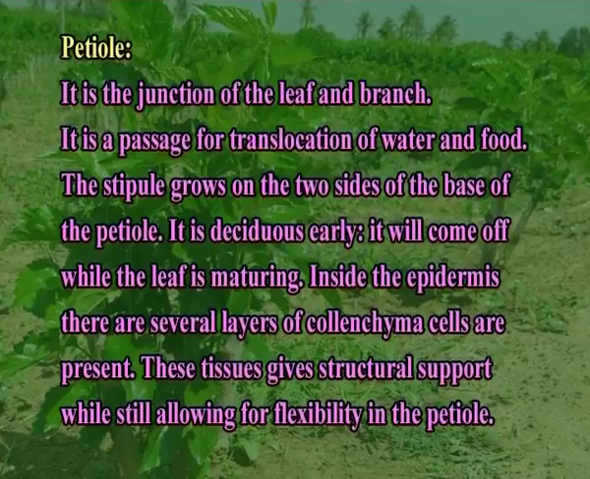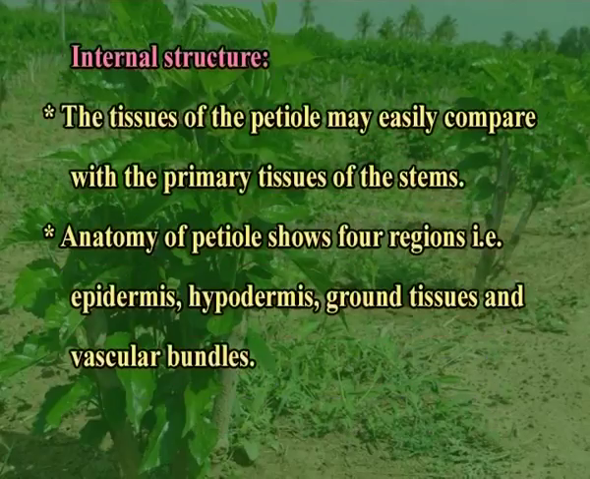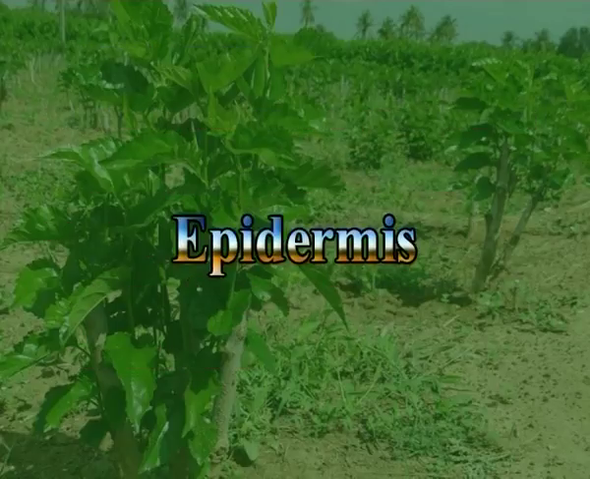Inside the epidermis, there are several layers of collenchyma cells. These tissues give structural support while still allowing for flexibility in the petiole. Internal structure. The tissues of the petiole may easily be compared with the primary tissues of the stems. Anatomy of petiole shows four regions, that is epidermis, hypodermis, ground tissues and vascular bundles.